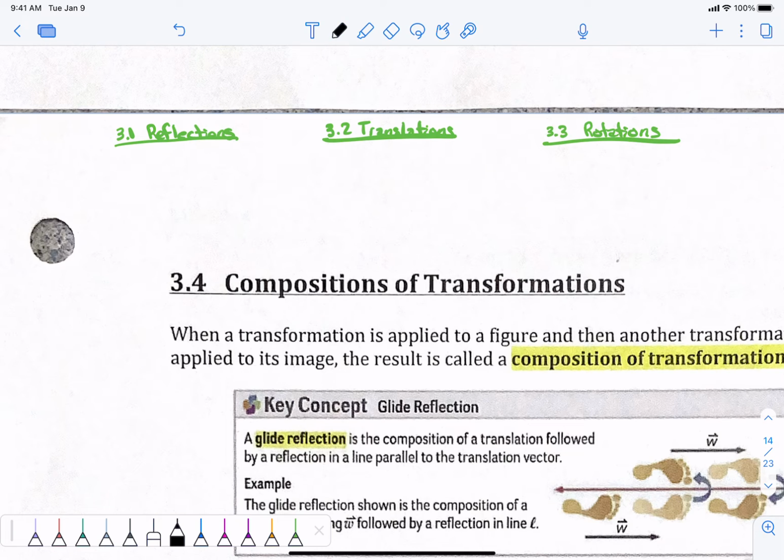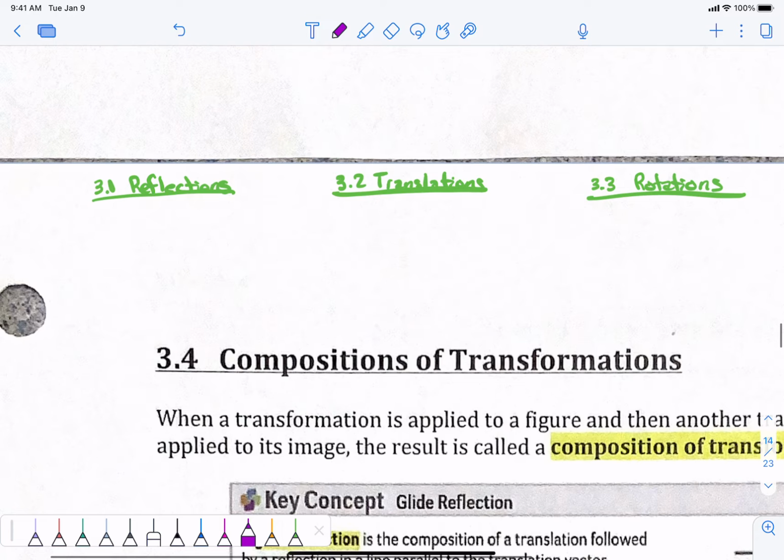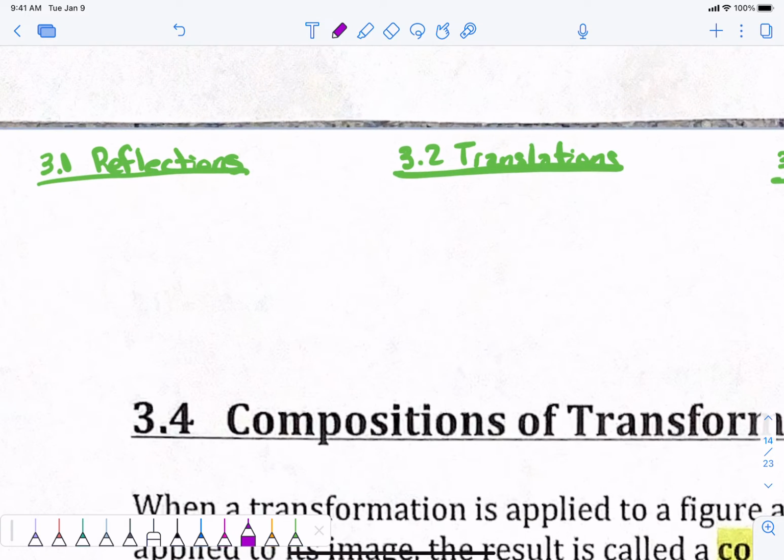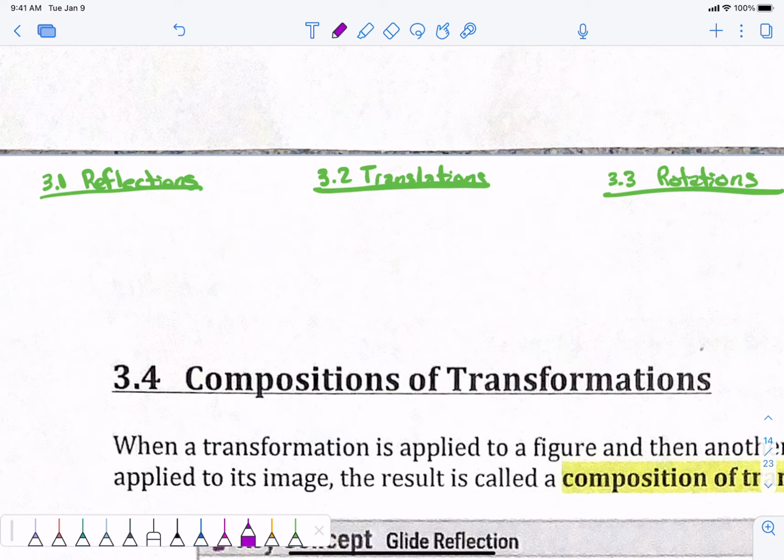I'm gonna be dead. So 3-4 is a composition of transformations. So it's doing all 3 of these, kind of like 2 of them at the same time. Okay. So at the top of your paper, put these 3 things. 3-1 is reflections. 3-2 is translations. 3-3 is rotations. We're going to put a summary of stuff up here at the top of the paper. Okay, we'll go over those guys.